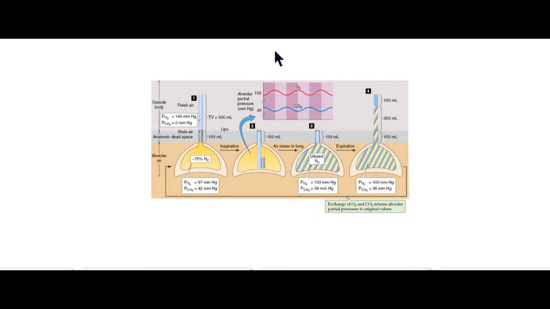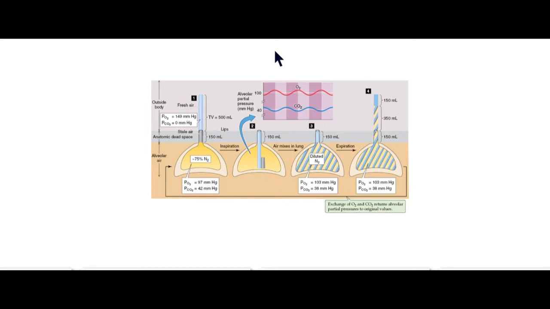This figure looks specifically at the shuttling of air between the conducting airways and the part of the lungs where you're actually going to have gas exchange. So on the left, after you have breathed out, you're at functional residual capacity, okay?